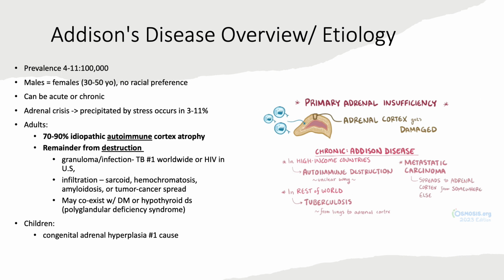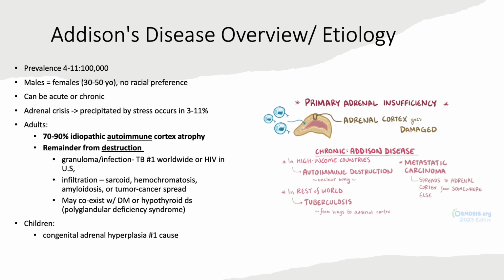And then, of course, if you have a kind of a low chronic type that's undiagnosed, you can suddenly have an adrenal crisis. And this can be precipitated by stress. And it occurs in 3 to 11% of patients with this. So again, this is super, super rare.